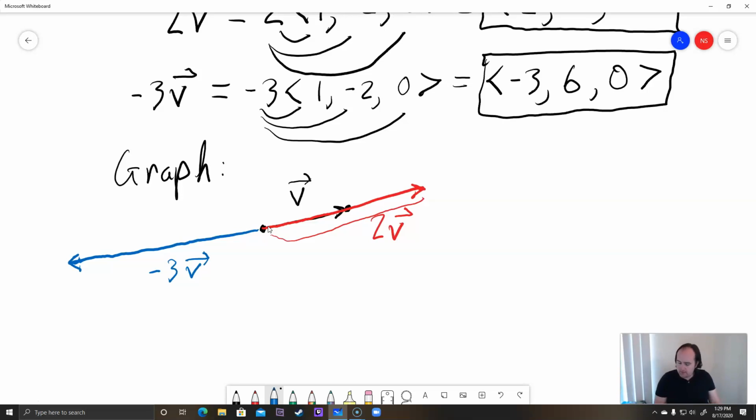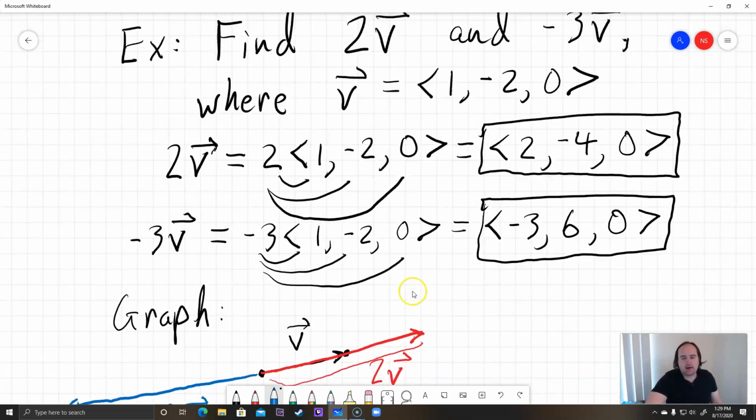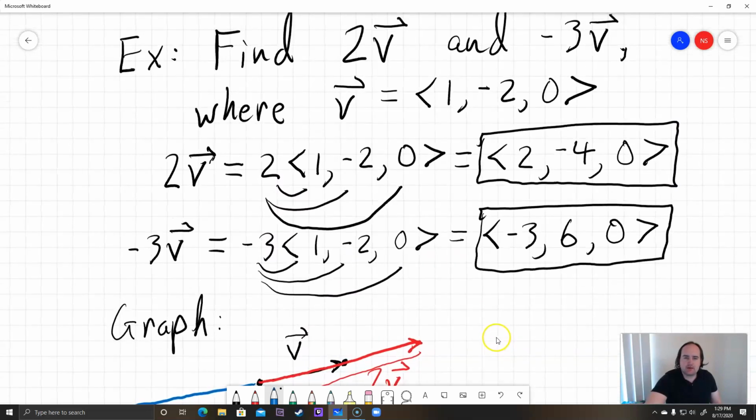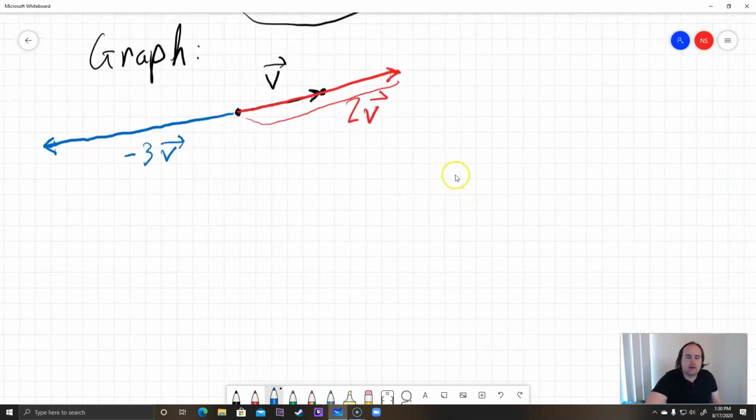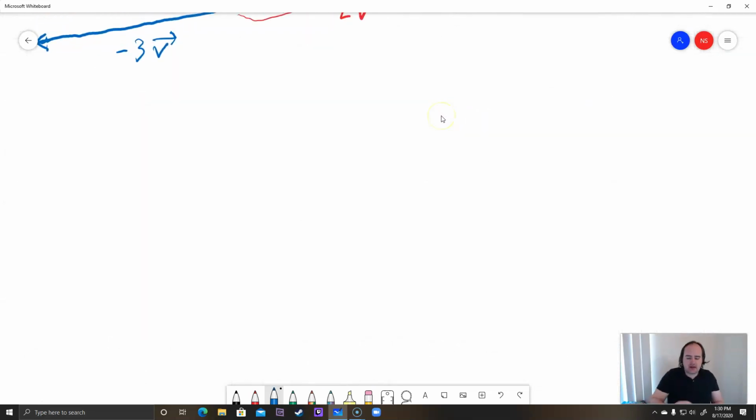Okay? So that's the basic idea with scalar multiplication. I didn't actually do a full graph because you're not going to have to graph in your homework, so I didn't want to spend too much more time on it. And then you can also add vectors, add or subtract vectors. Okay, so let's talk about that next. So vector addition is what it's called.